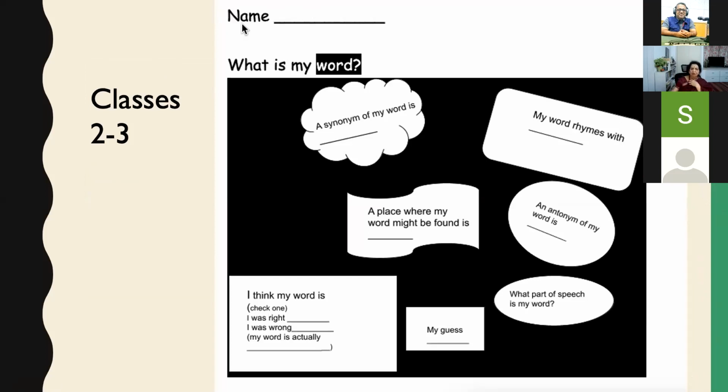You can ask them to write their name and say, what is my word? Now they have to guess the word. So you are giving the synonym. You say, the synonym is this. And will the children understand the word synonym? Yes, if you know how to do it.